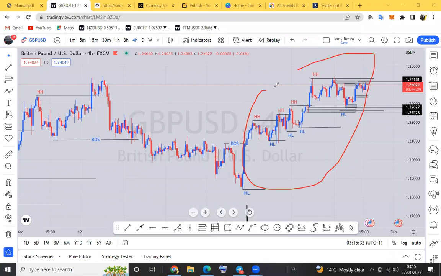Now, within the 4 hours time frame, I can look at this market here as an uptrend. Listen to me. But if I switch this time frame to the 1 hour time frame, you will see that we have uptrends in the 1 hour and we also have downtrends in it.